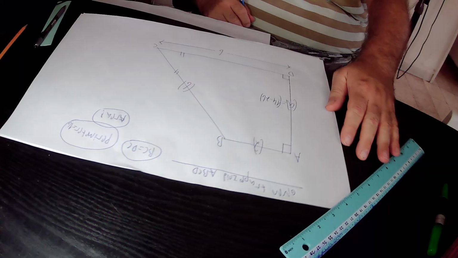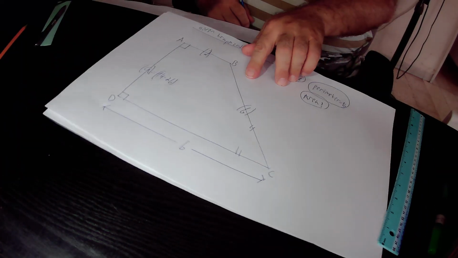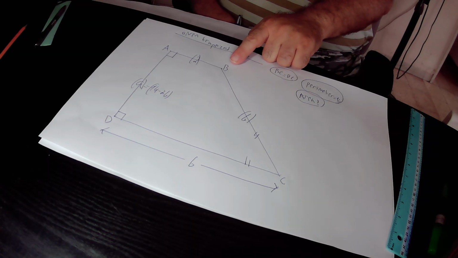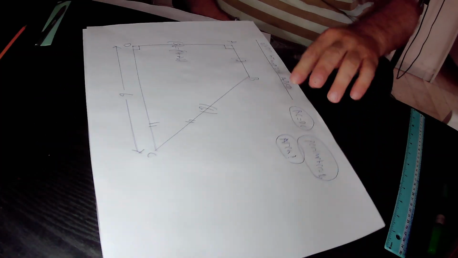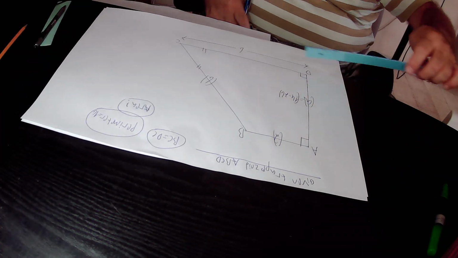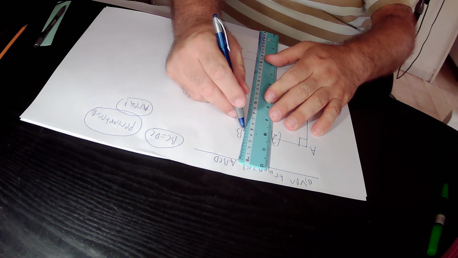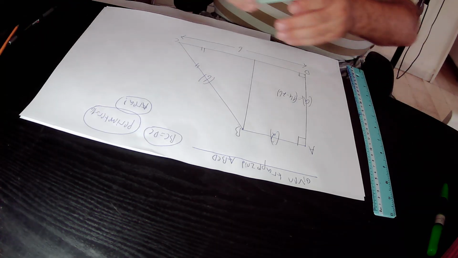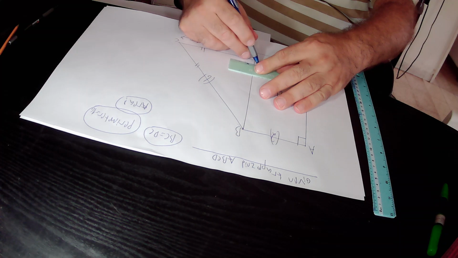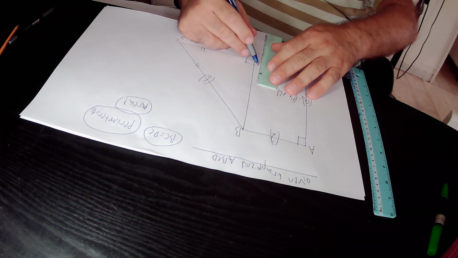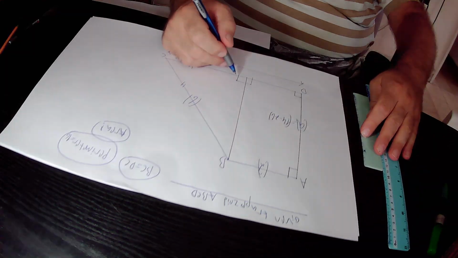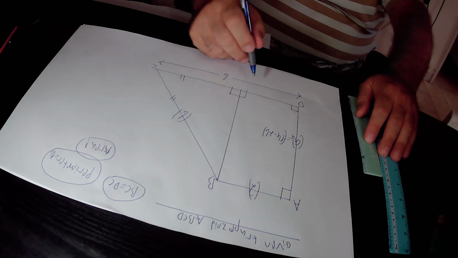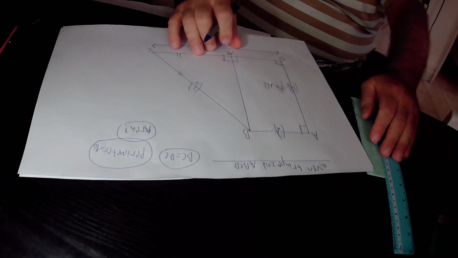In the next step, we do a construction. That is to say, from the vertex B of this trapezoid ABCD, we draw a perpendicular on DC. So actually, this angle equals 90 degrees, and this angle also equals 90 degrees according to our construction. The touching point of the perpendicular from point B on DC is point M.